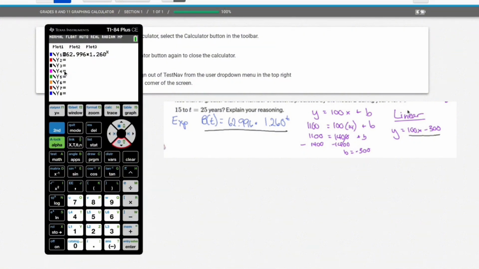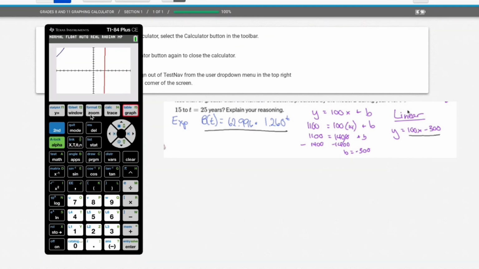My linear function is y equals 100x minus 300. If I hit graph, I'm not near at all where I want to be.